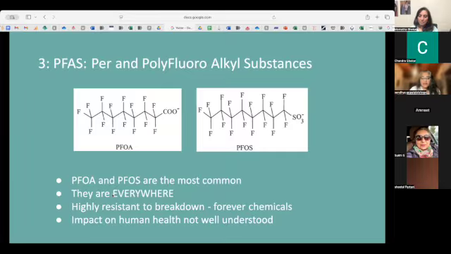So they're everywhere. They're highly resistant to breakdown, because they're so inert. There's nothing there that can react at normal conditions and a normal period of time. So it takes years for them to break down. So they're called forever chemicals. And the thing is, the impact on human health is not well understood.